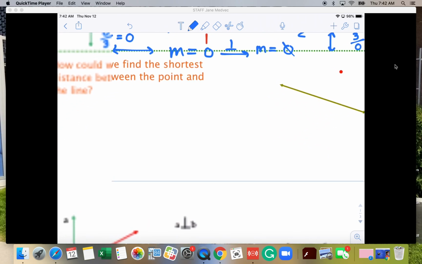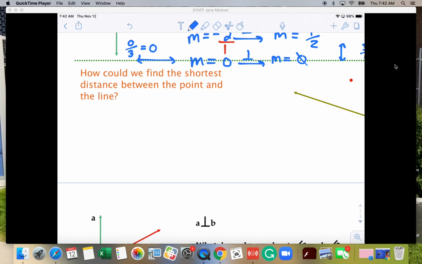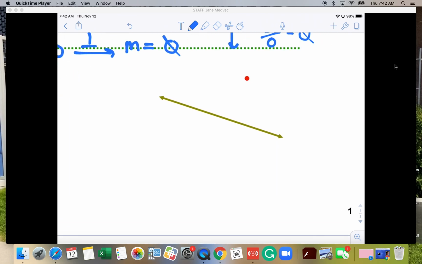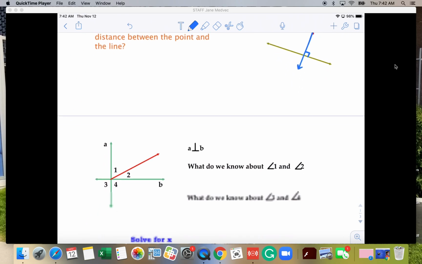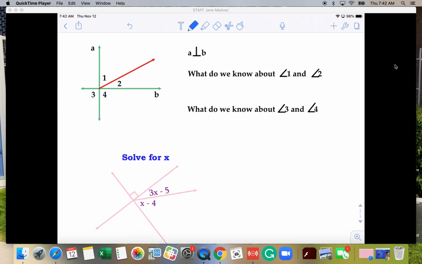Now let's talk a little bit about how we can find the shortest distance between a point and a line. Here's an example. Here's a point and a line. To find the shortest distance, we're going to draw a line that is perpendicular. So that's really why we use those perpendicular lines.